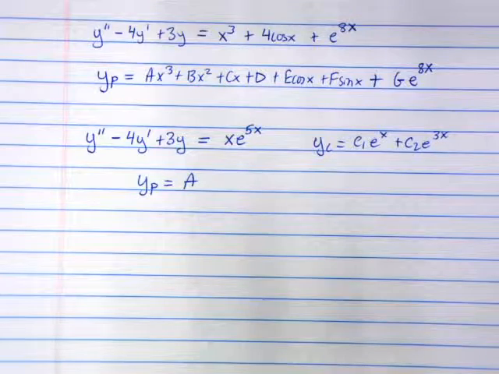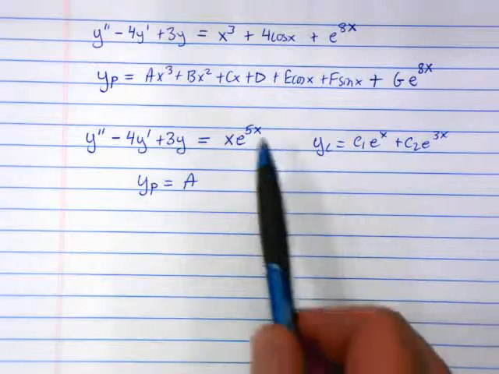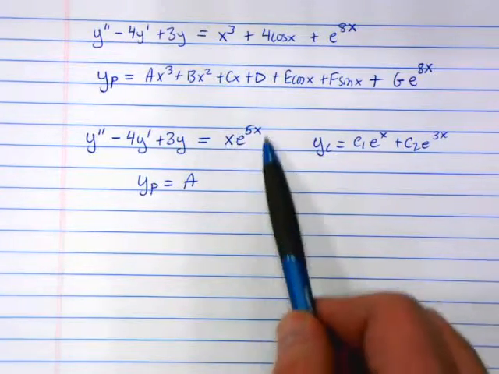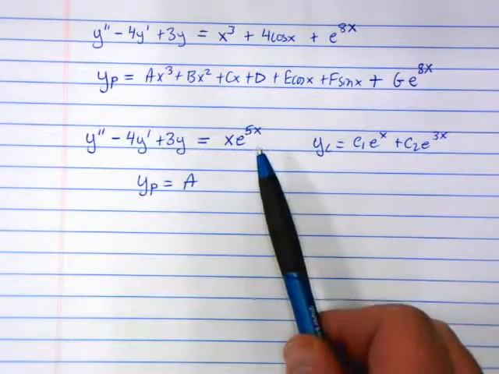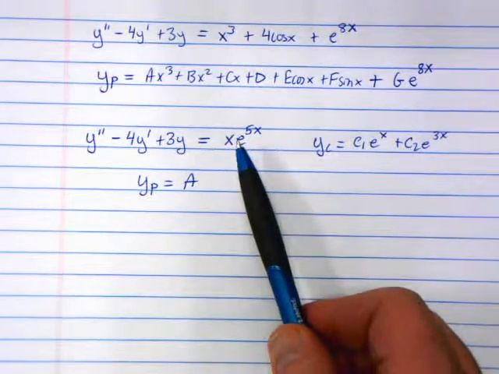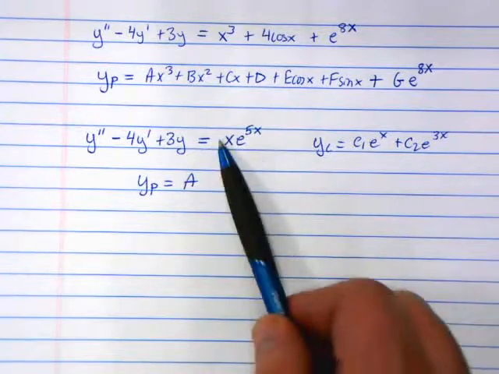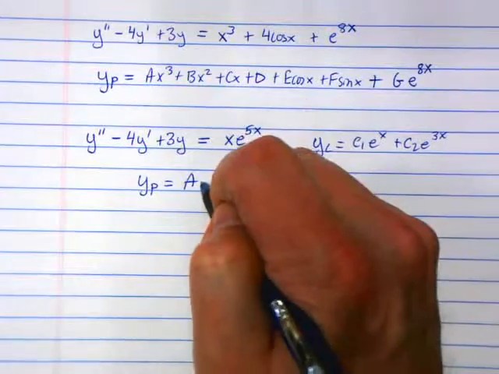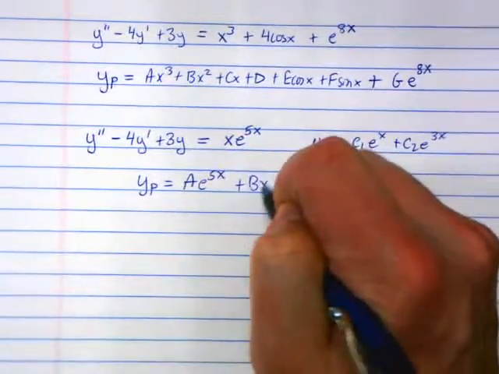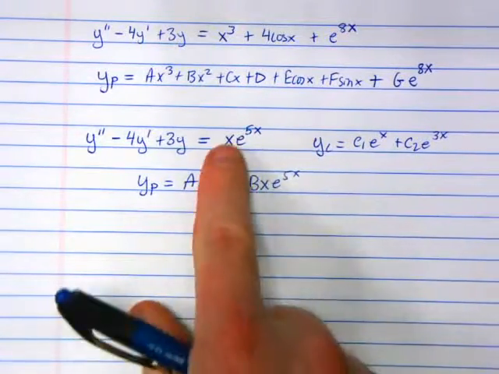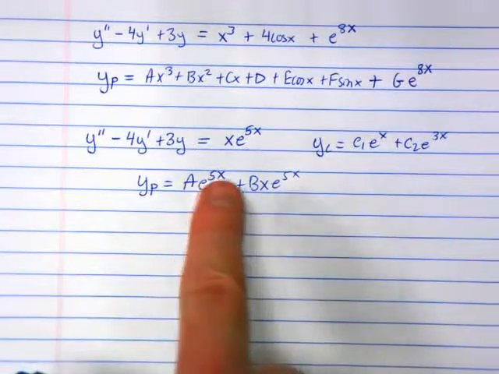I want you to think about back when we were solving homogeneous equations. When did you end up with an x e to the 5x? That had to come from a repeated root, which meant you also had an e to the 5x, didn't you? Right. So this is coming from a repeated root. So I need an a e to the 5x plus bx e to the 5x. You have to consider that x e to the 5x comes from a repeated root. So you need the original root and you need the repeat.